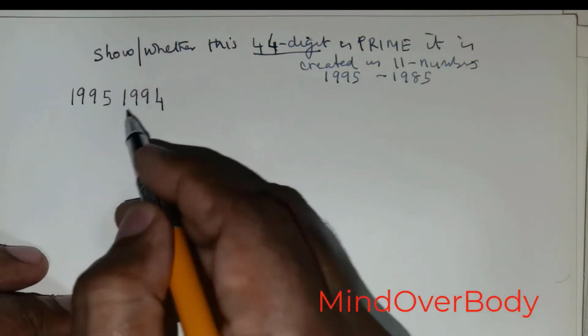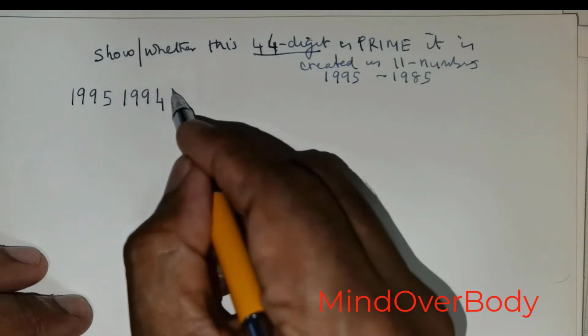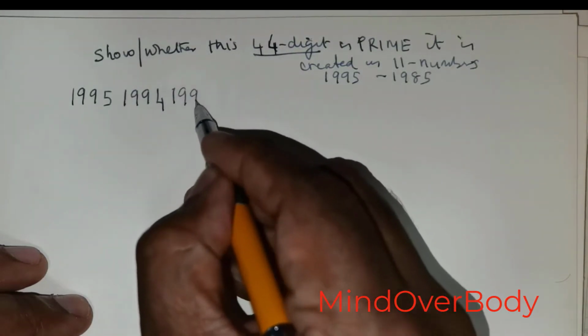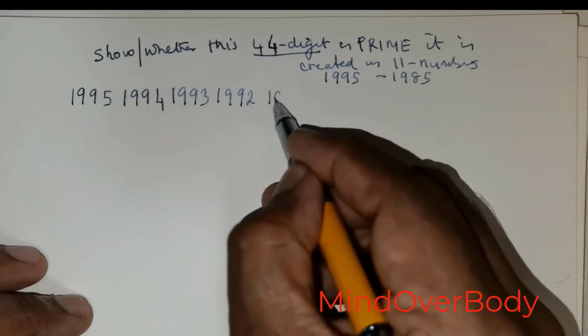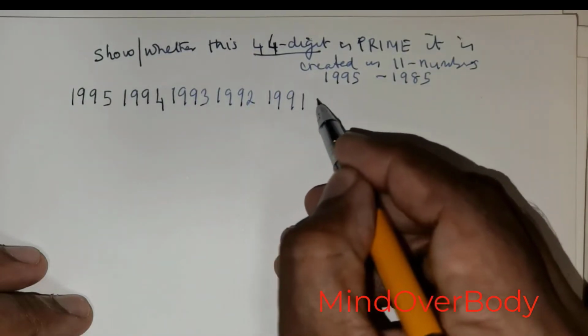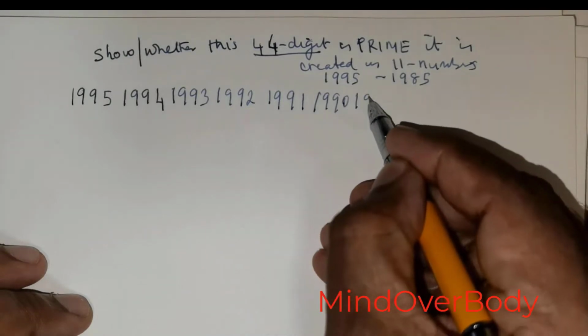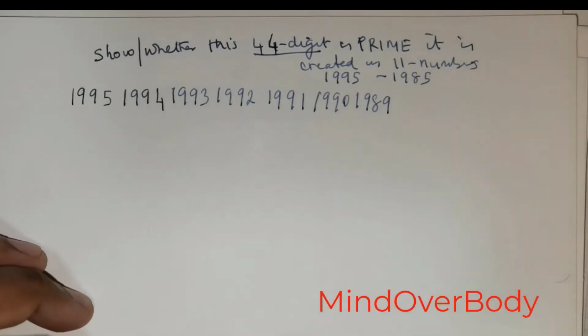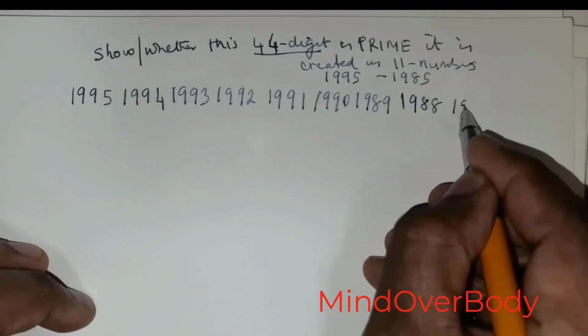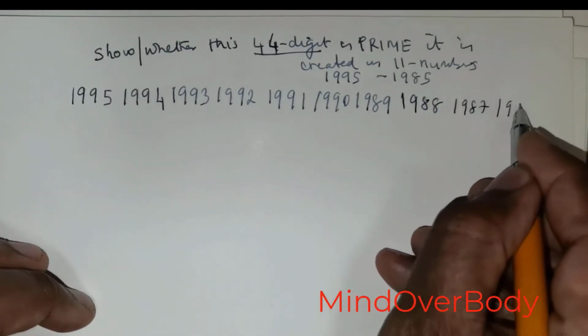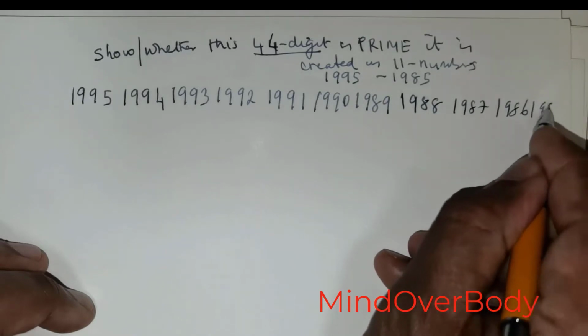So starting from 1995 we got 1994, 1993, 1992, 1991, 1990, 1989, 1988, 1987, 1986 and 1985.